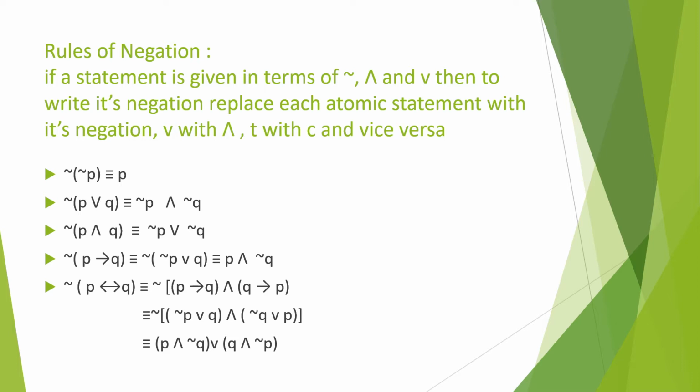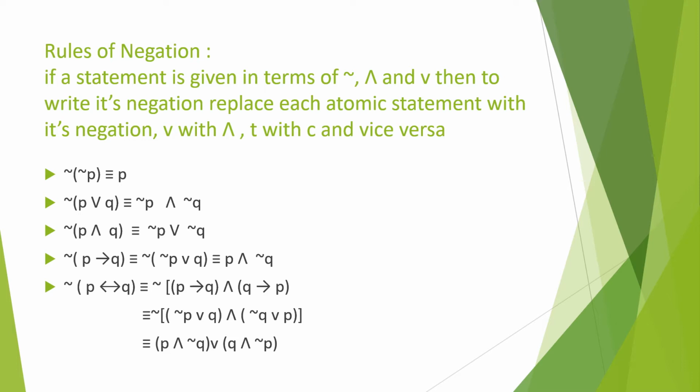Next one is negation of P and Q. Applying the same rule, it is negation P or negation Q. These two rules together, they are known as De Morgan's rules. Next is negation of an implication. Negation of P implies Q.